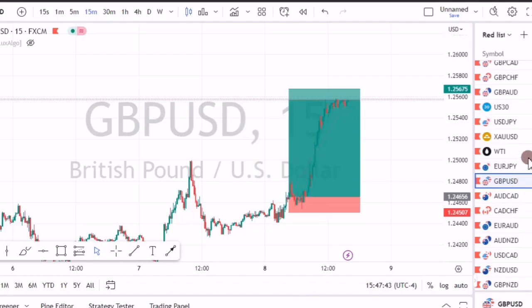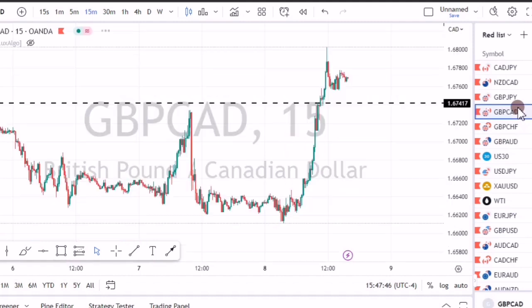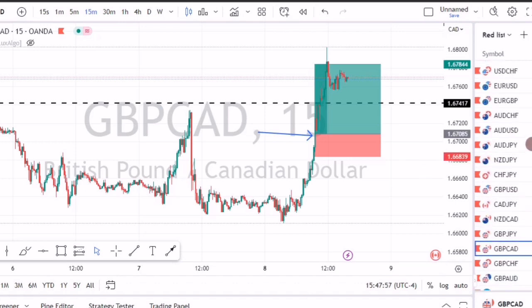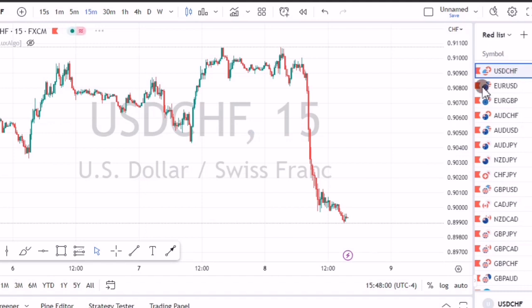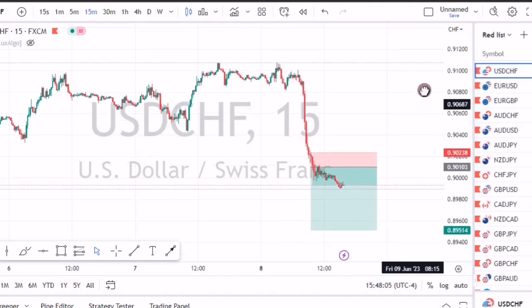Another trade that we took was GBP CAD. Okay, this was another trade. See, it looks like a late entry, but it works out. Okay, and guys, I want to show you that trick. Let's go back to USD CHF. I want to show you using examples from here.